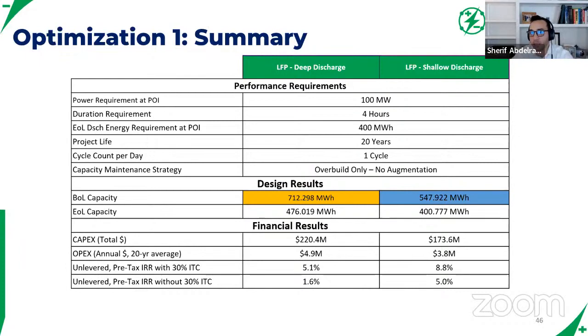Because for a low round trip efficiency system, maybe a low cycling application will make it more attractive because you're not losing as much energy, right? So it really depends on the use case. And that's what we're going to find in optimization 2 here. We're going to compare two different battery technologies and expand on how we uncover the differences there.